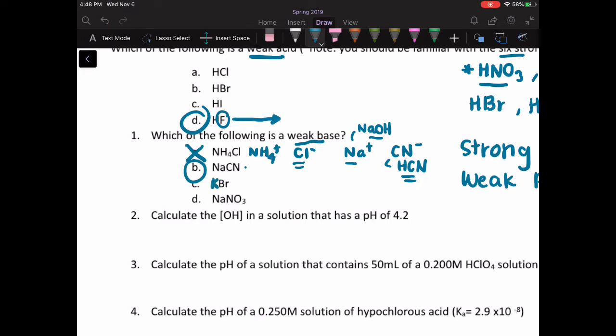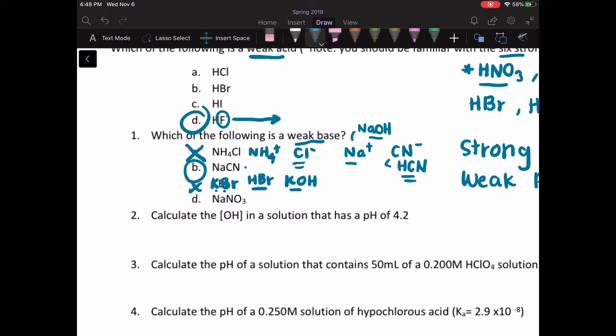This potassium comes from potassium hydroxide, so it's neutral. And this bromide comes from hydrobromic acid, HBr, and that's strong. So I know that this whole molecule is neutral, right? Because this potassium comes from potassium hydroxide, the bromide comes from hydrobromic acid, and I know that these are both strong, respectively, so I know that their ions have to be neutral.